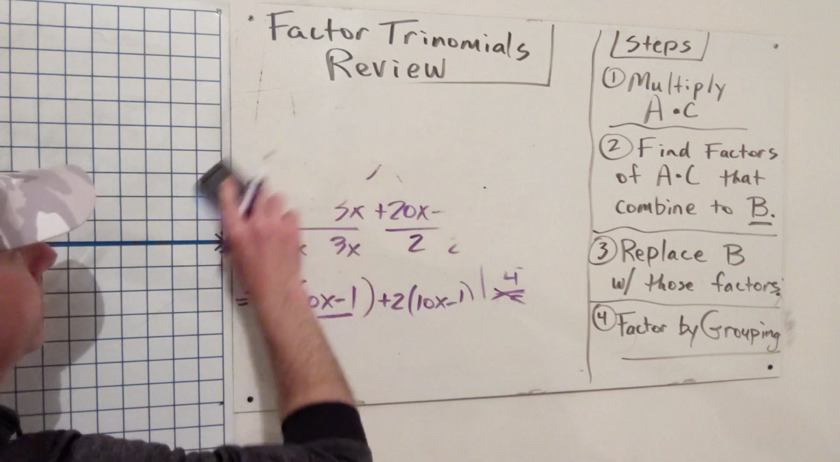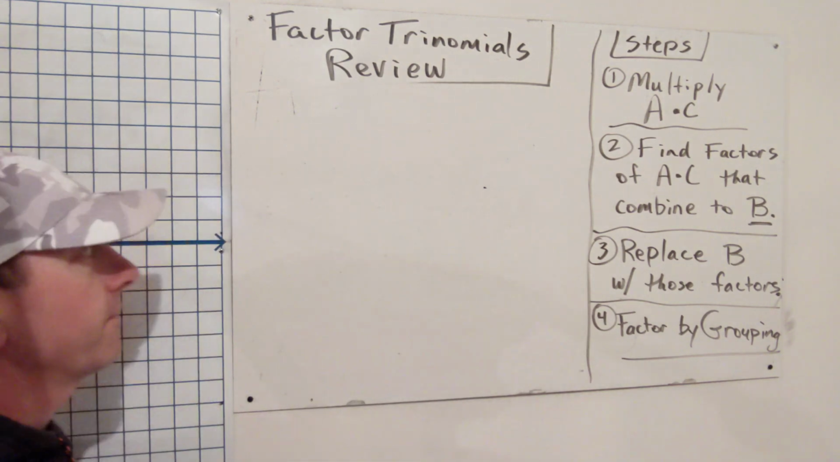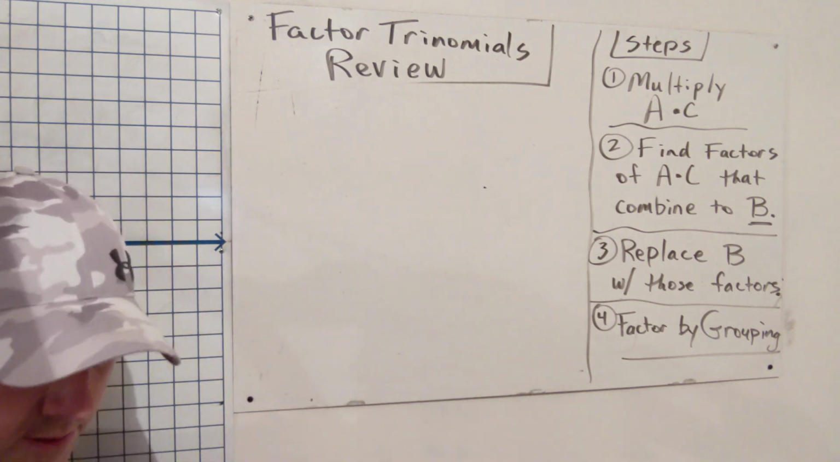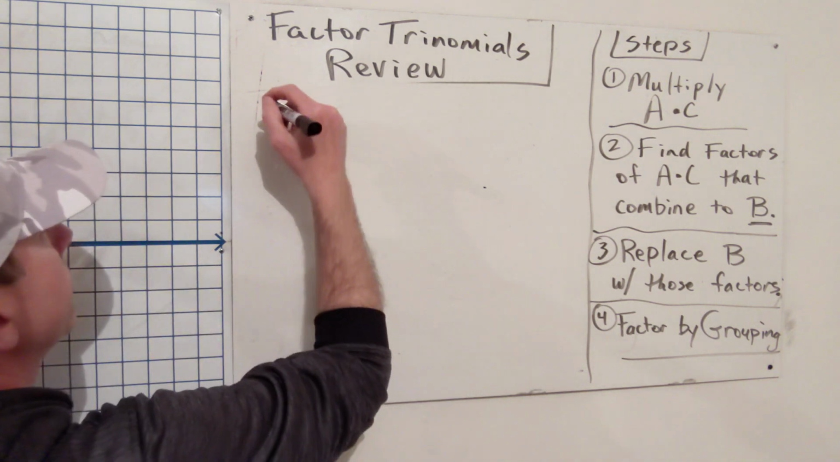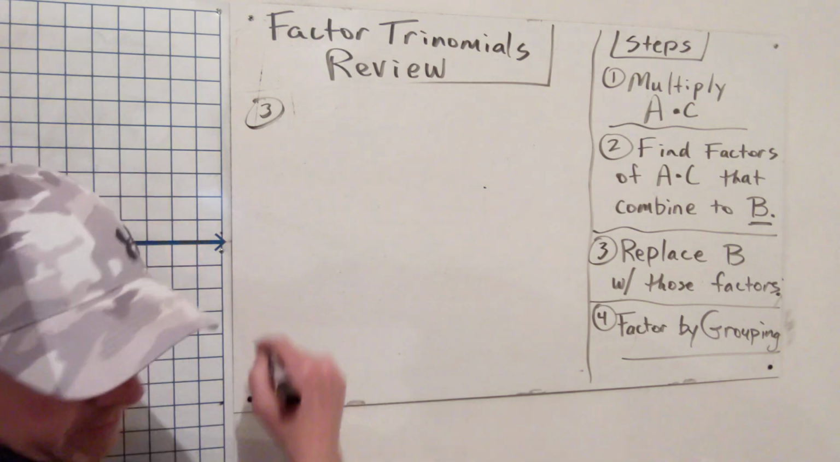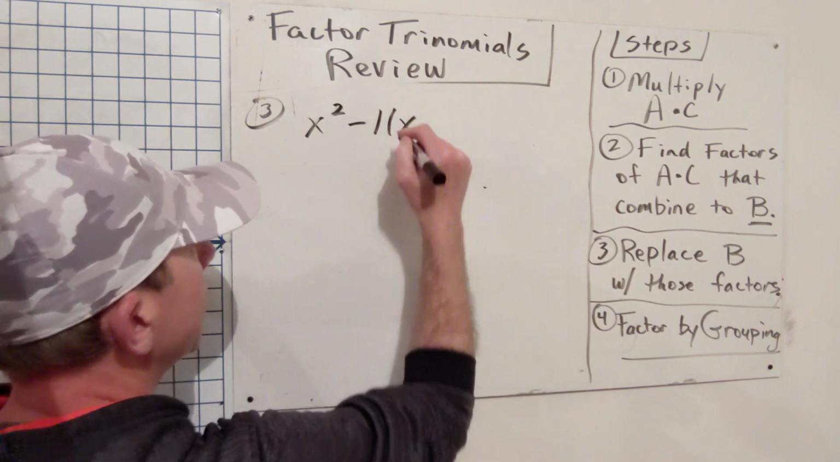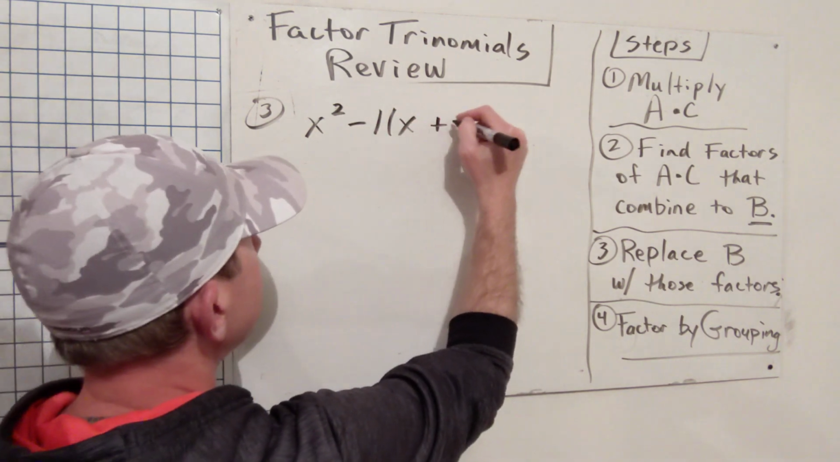Okay, now the next 2, this is the order we did them in class. We always kind of do it this way. You do the heavy lifting first, and then once we get to this one, it seems a lot easier. So for number 3, now we're going to do a trinomial where we have a is 1. So this time we got x squared minus 11x plus 24.